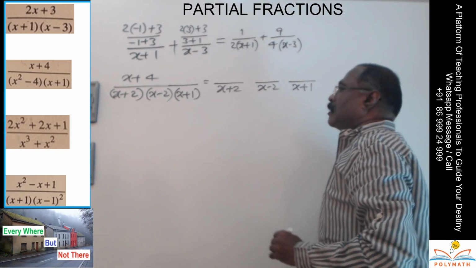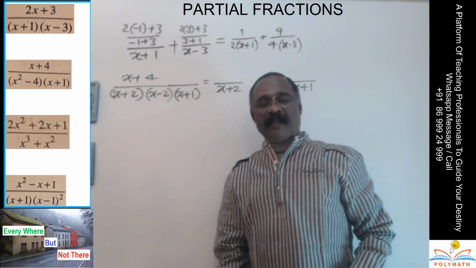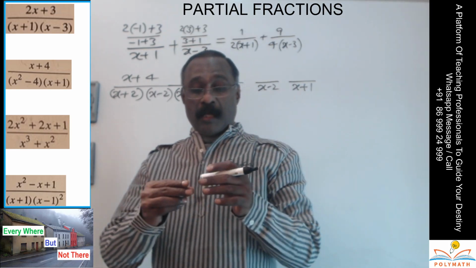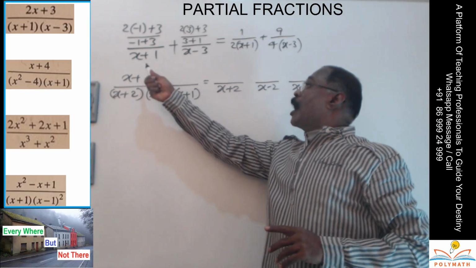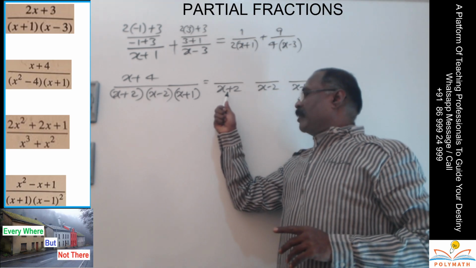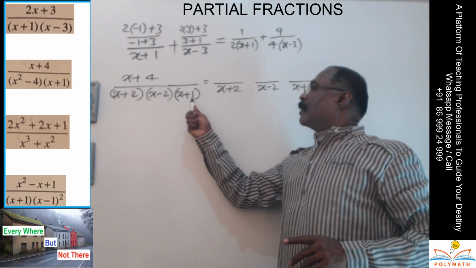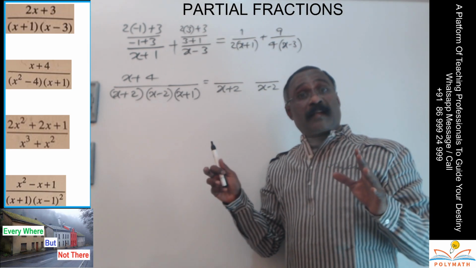What is that I said? The number of fractions is equal to the number of factors in the denominator. Put x plus 2 equal to 0 everywhere, but not there. x equal to minus 2. So minus 2. And mind calculation now.